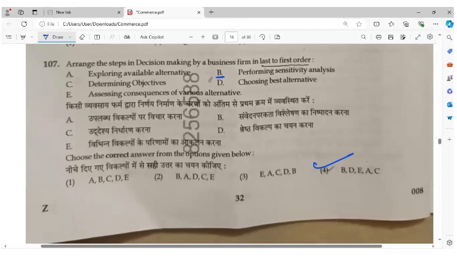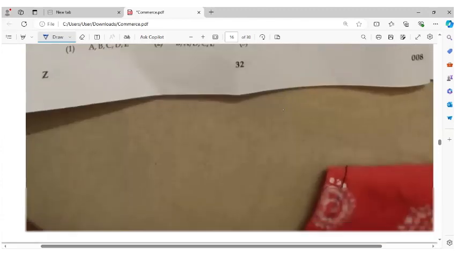And after that, choosing the best alternative, this is the second last. And the evaluating various alternatives, this is third last. And now after that, exploring the available alternatives, and after that, determining the objective, this is the first one. So the option number 4 is right over here.